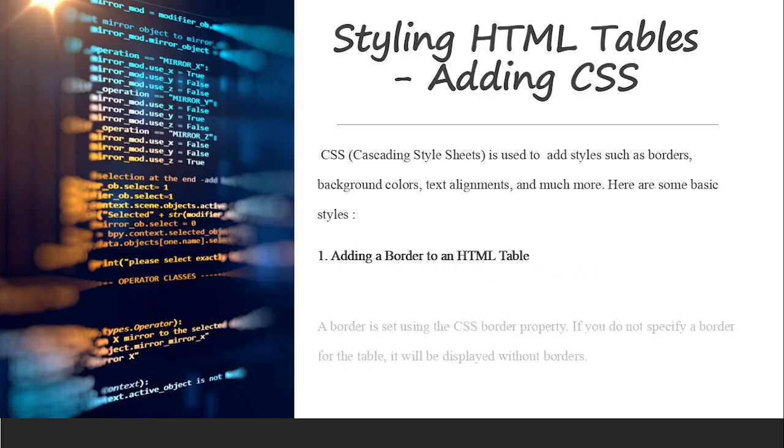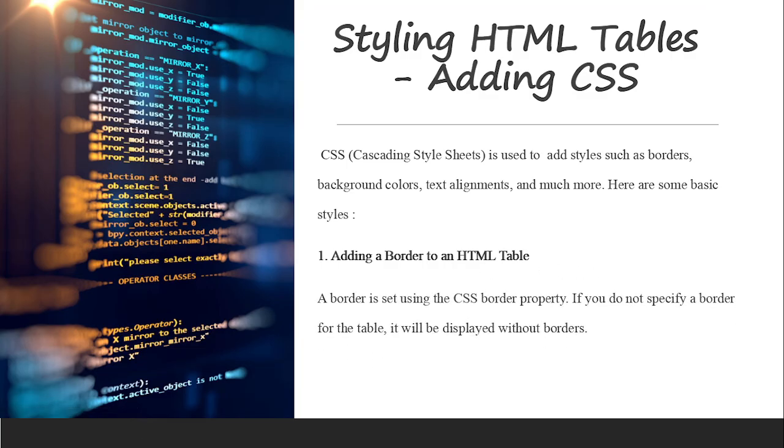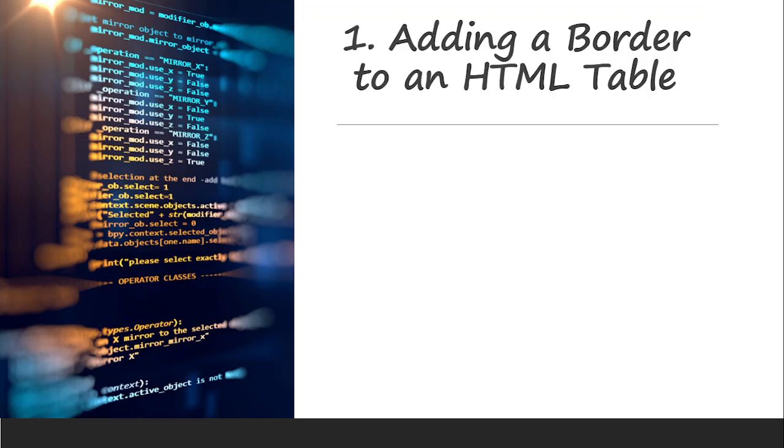So how can you do this? For a border, you simply have to know that you use the CSS border property. Now, if you don't specify a border for a table, it will just display a table without borders. So here's the syntax. For example, the code can look like this. We start with the table, then the table head, then the table data, then you have the border, for example 1 pixel solid black, so that's the border for the given HTML table.